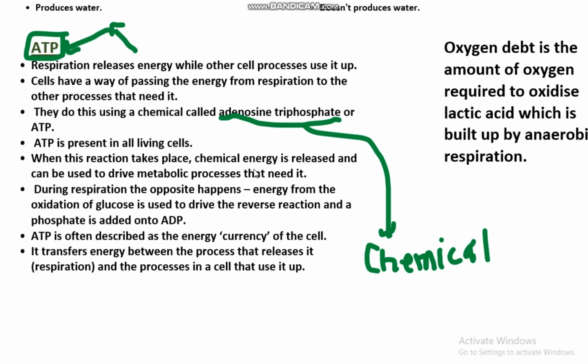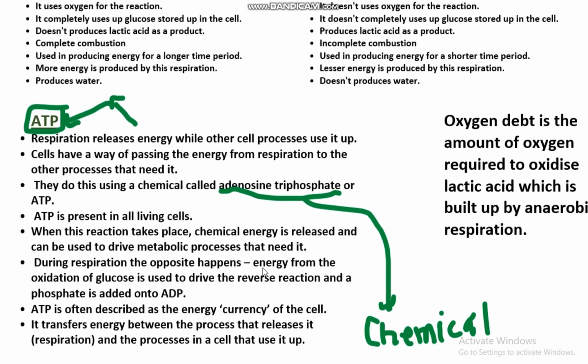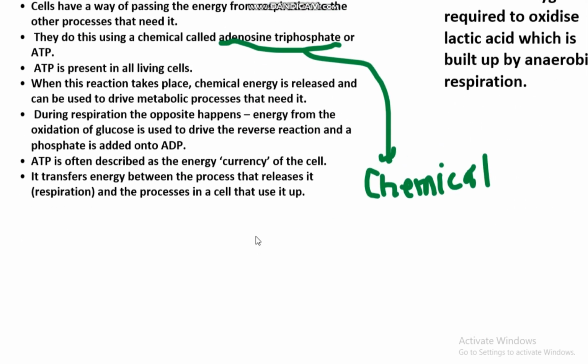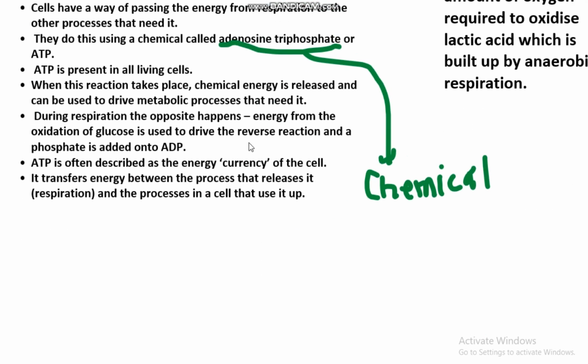When this reaction takes place, chemical energy is released and can be used to drive metabolic processes that need it. And then during respiration, the opposite happens. When energy is needed, ATP is broken down to ADP and phosphate. I didn't explain it because it isn't strictly necessary, but I'll tell you anyway. When respiration happens, ATP is made from ADP and phosphate, which stores energy, and that energy is used for providing energy to other parts of the cell.